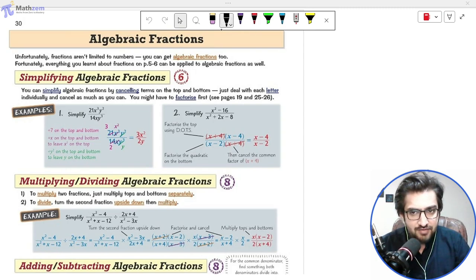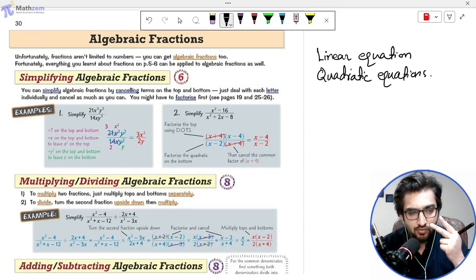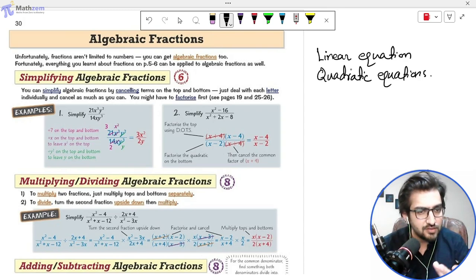So till now I have explained to you the solution of linear equations and quadratic equations. I explained three methods to solve a quadratic equation. One was factorization, another was the quadratic formula, and the third was completing the square, which we did in the last lesson.